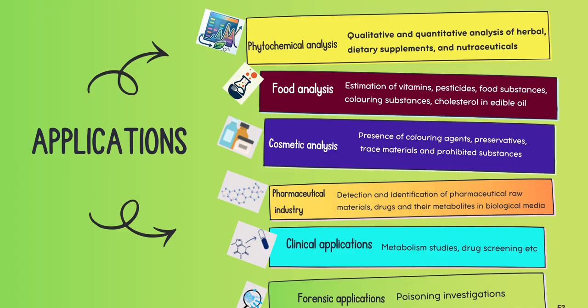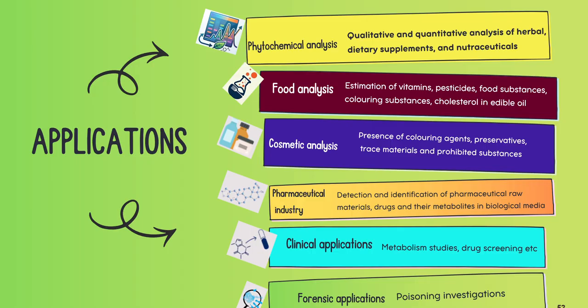Then coming to the applications. HPTLC is most commonly used for both qualitative and quantitative analysis of phytochemicals present in herbal extracts, in dietary supplements and nutraceuticals, and for the estimation of pesticides or coloring substances in food analysis. HPTLC is also used for detection of cholesterol in edible oil. And in cosmetic analysis, it is used to detect the presence of trace materials or prohibited substances, if any.